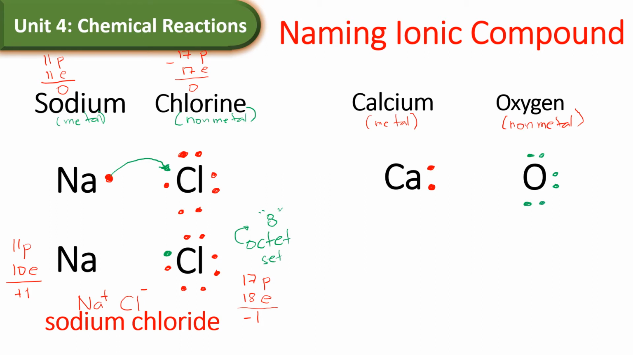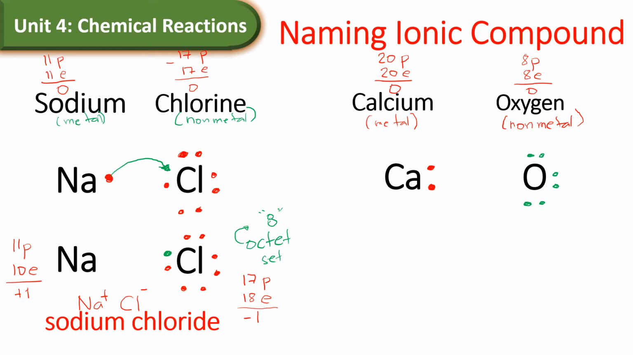Next. So let's first look at the charge. Calcium has 20 protons, so it will also have 20 electrons. So it will have a charge of 0. Oxygen has 8 protons and it will also have 8 electrons. The charge is 0. This is before giving and sharing the electrons.